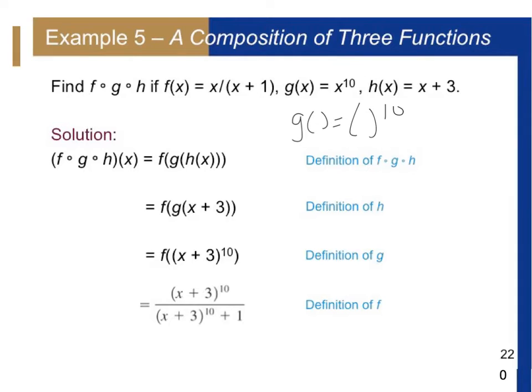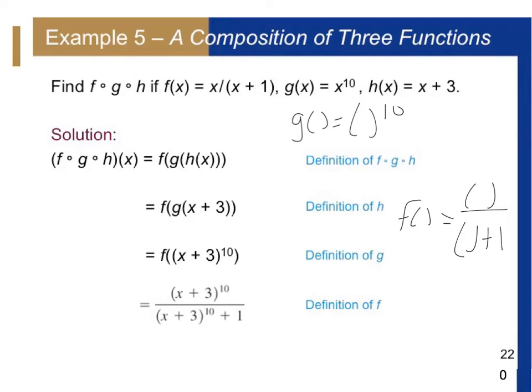So we're going to take g of x, or g of x plus 3, which is x plus 3 to the 10th. And then we're going to take f of that. So that's our outer function. And we can say f of blank equals blank over blank plus 1, where I'm putting in blanks for x.